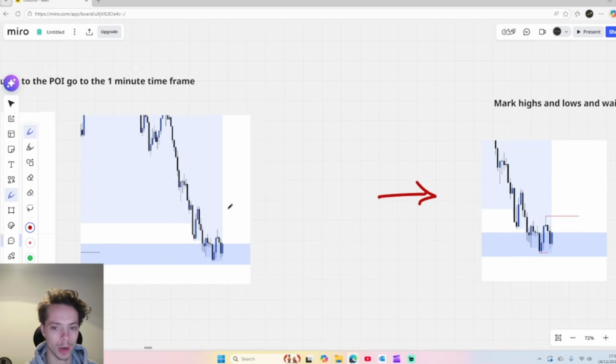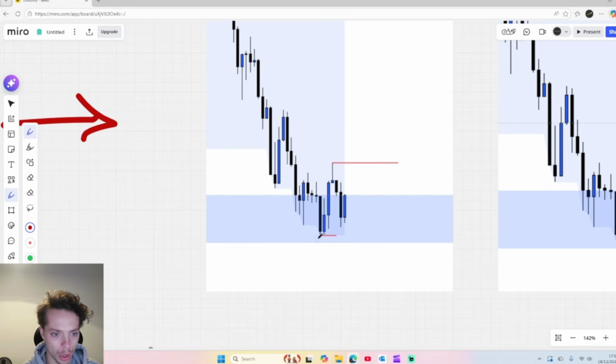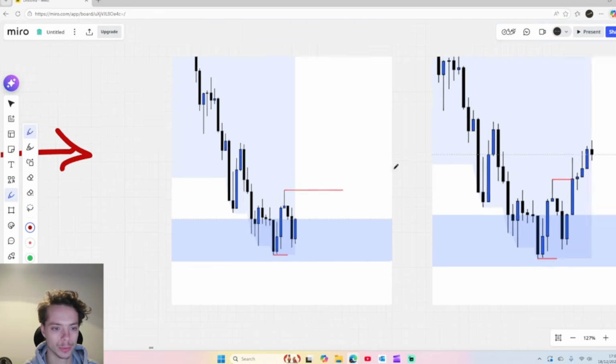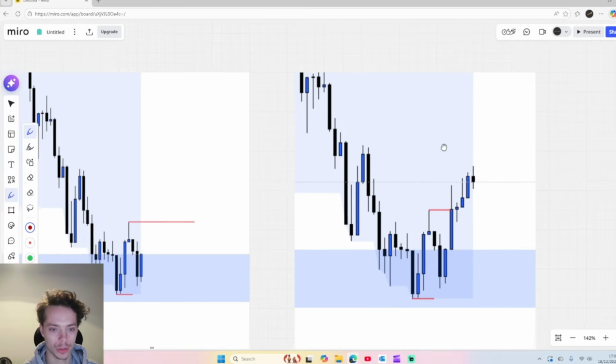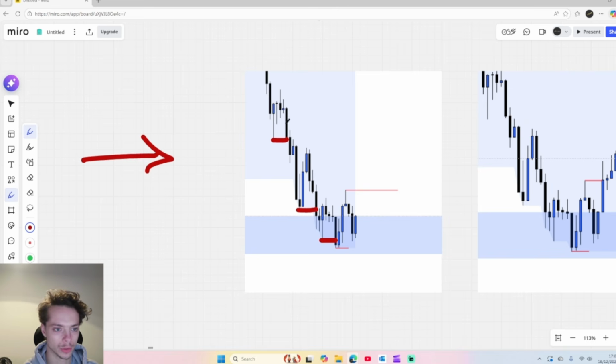So wait for price to come into your area, and then just mark out your highs, mark out your lows, and then wait for a market structure shift as a confirmation. So we've got a low here and we've got a high here. So we're waiting for price to break out to the upside in order to confirm a market structure shift. Reason why that's significant is currently you can see we're breaking lows, breaking lows, breaking lows. So currently we can see price is still in this downtrend, but now it's reached our area.